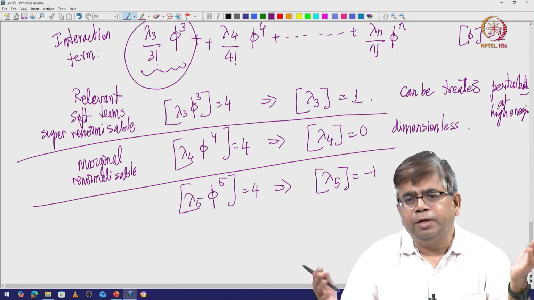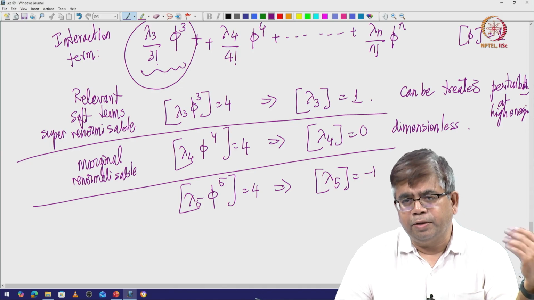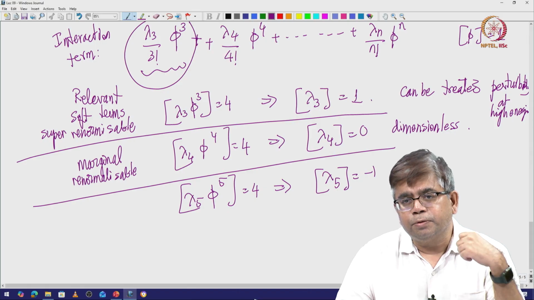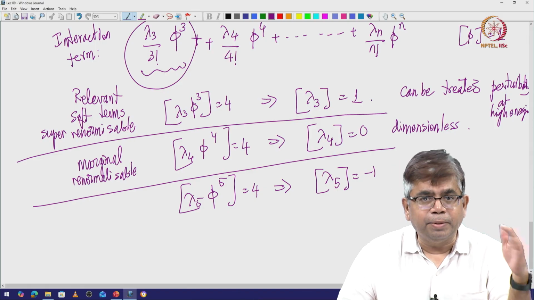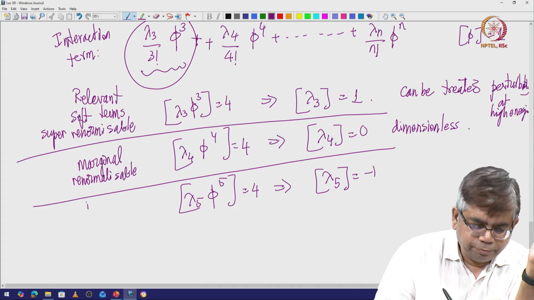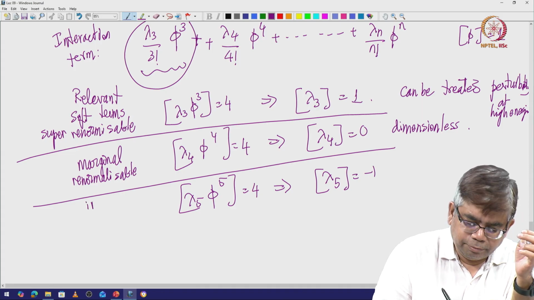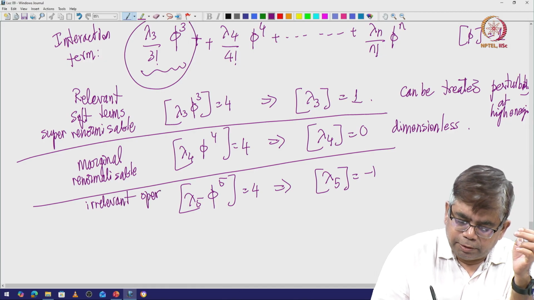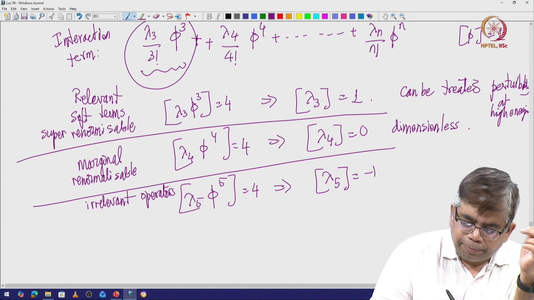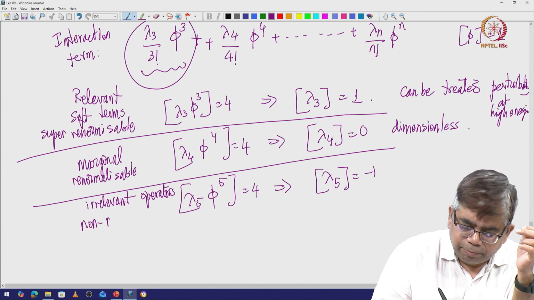So if you are dealing with very high energy processes, the contribution coming from these kinds of couplings is so irrelevant that you can neglect them completely. So these are called irrelevant terms, irrelevant operators. These are non-renormalisable.